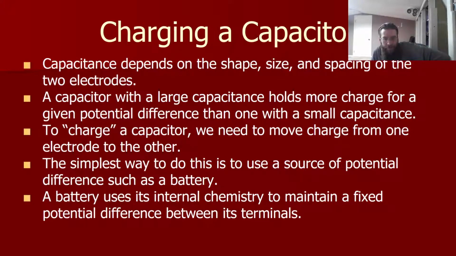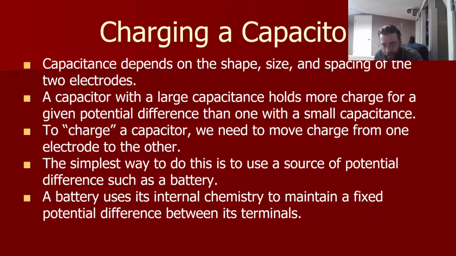To charge a capacitor, we need to move charge from one electrode to another. The simplest way to do this is to use a source of potential like a battery. A battery uses internal chemistry to maintain a fixed potential between its terminals. And again, we'll talk about batteries more in the next unit because it's chemistry we have to deal with there. But essentially, not looking over the course of a year or two, the battery pretty much maintains the same potential between its terminals while you're using it. And it uses chemistry to do that, and we're just not going to get into that right now.